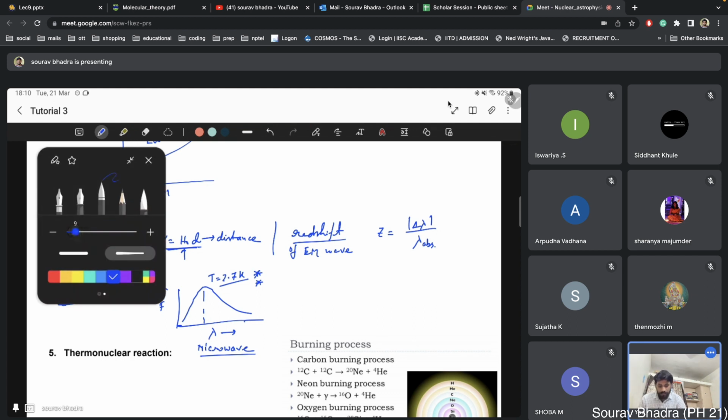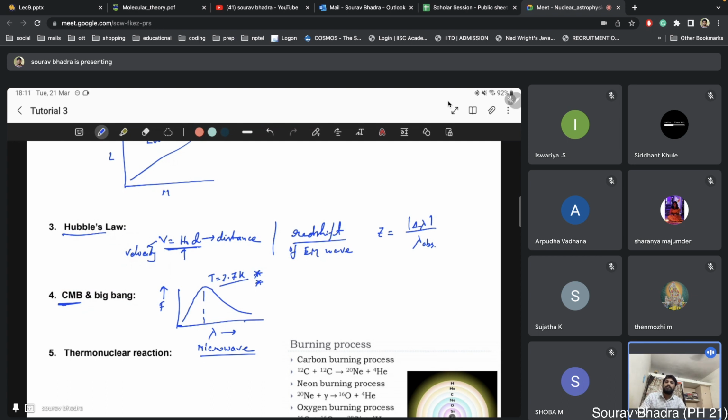Okay, so you have already seen this, and this cosmic microwave background is an isotropic thing. It is... so there is a problem with the light of my room.